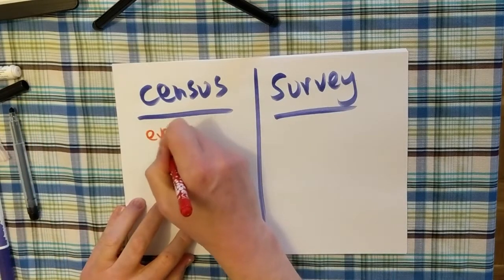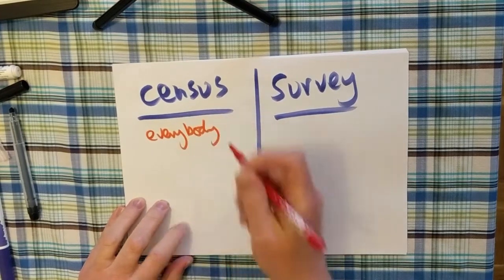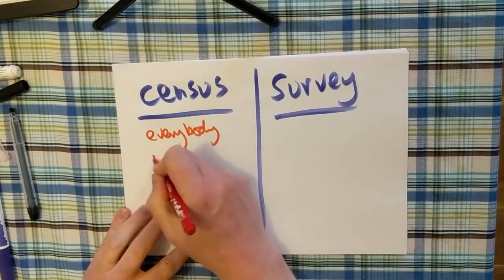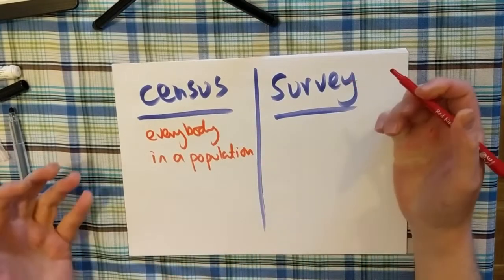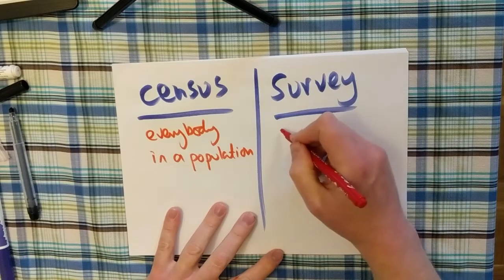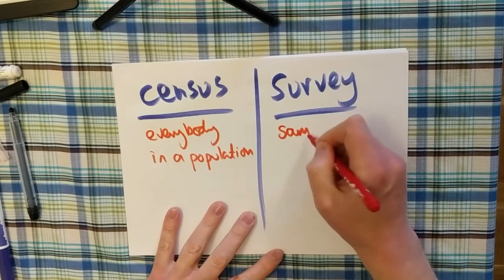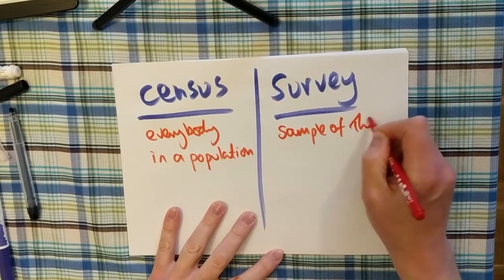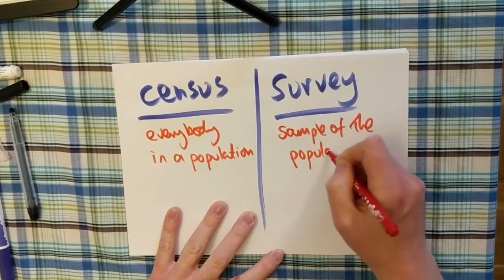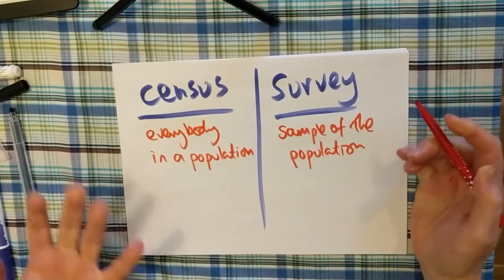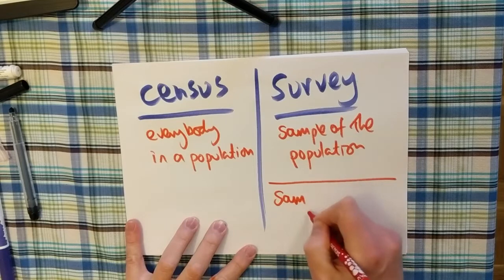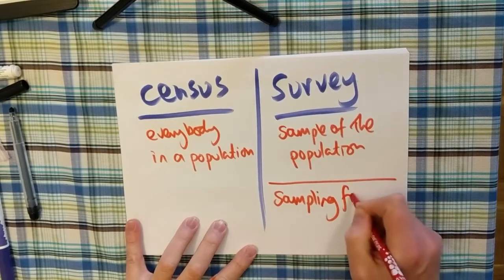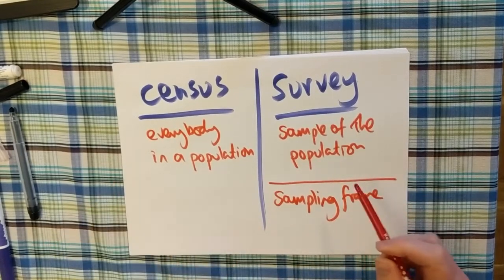This is everybody. It's who you're asking and who you're getting the data from. A survey is just a small group, so it'd be a sample of people. A sample of the population. And if you're going to take a sample of the population, you have something which is called a sampling frame. A sampling frame is a list of everybody in the population, then you select people from that list.